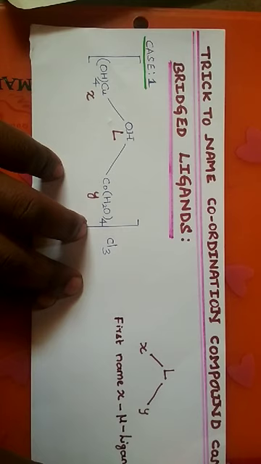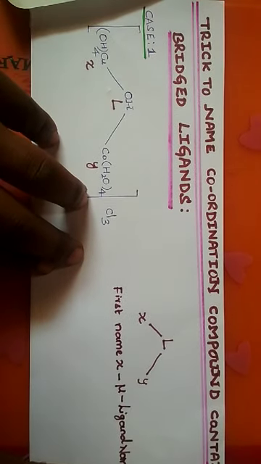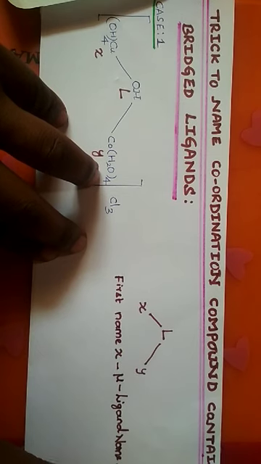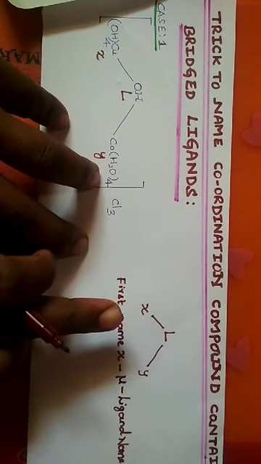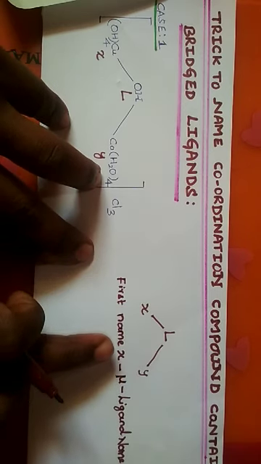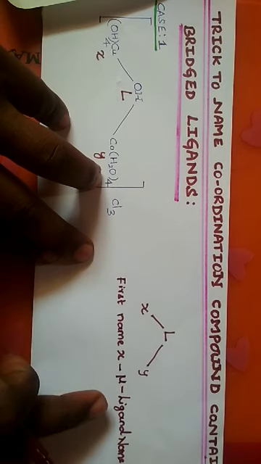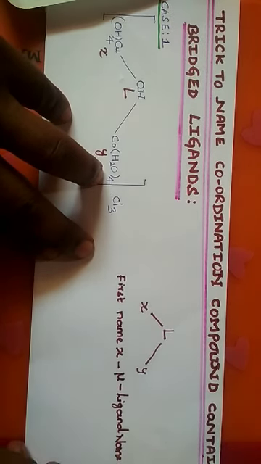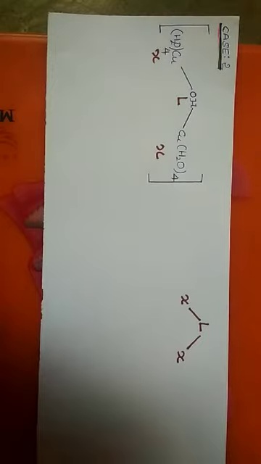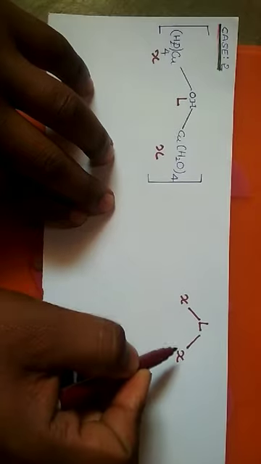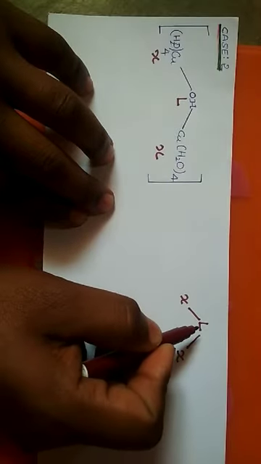Next is the group Y, the name of the group Y. You can follow this if two different groups are bridged to a ligand. First you name the group X, followed by the ligand name, where mu indicates the bridging, and then group Y.